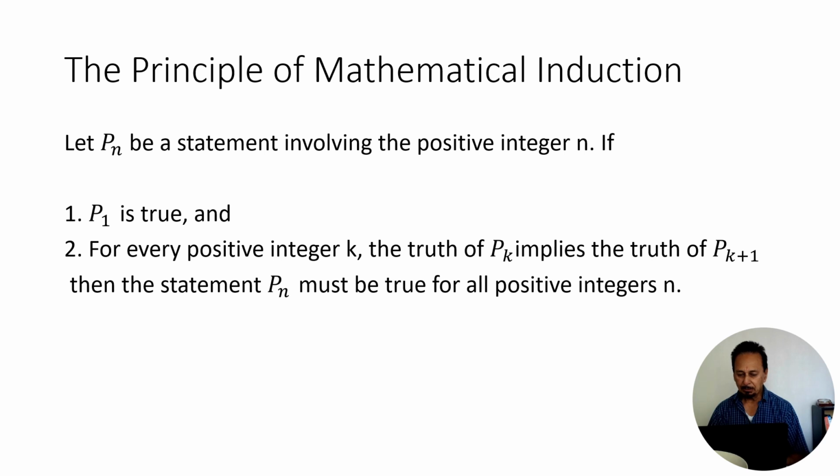Let P sub n be the statement involving the positive integer n. If P1 is true, and for every positive integer k, the truth of P sub k implies the truth of P sub k plus 1, then the statement P sub n must be true for all positive integers n.